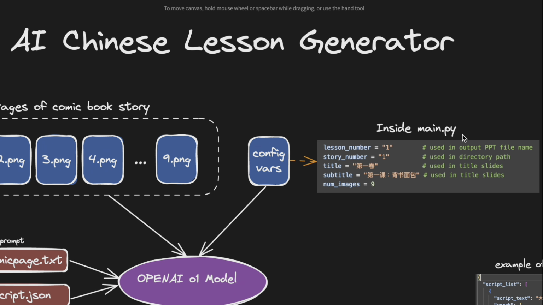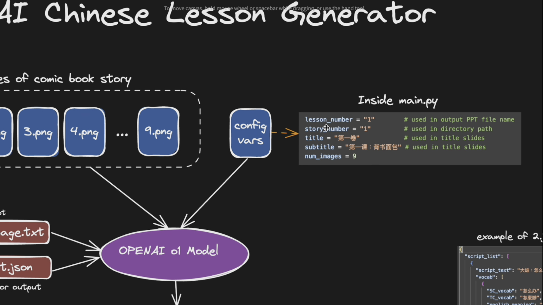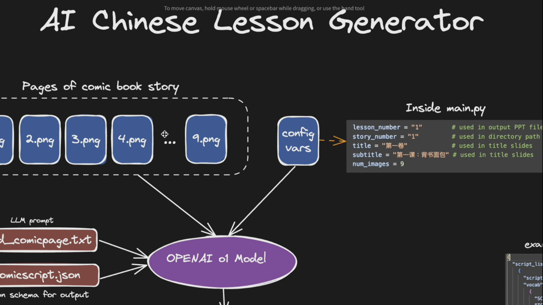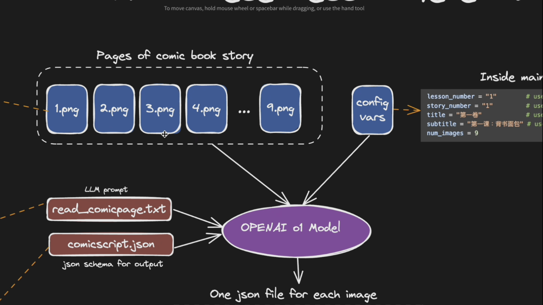And then inside main.py is a little section to input configuration variables. For example, if this is lesson number 1, this is story number 1 in the book, this is just used for the PowerPoint file naming. This is used in the directory path, so if you put in 1 or 2, then you need to look in the right directory path for all of the files that will come later. And then the title and the subtitle will go onto the title slides. And num images is just the number of images that you're inputting. That is just for looping.